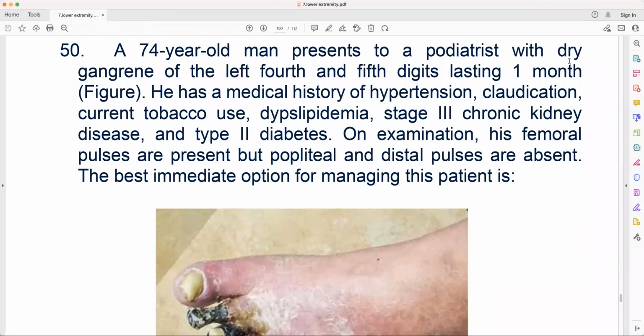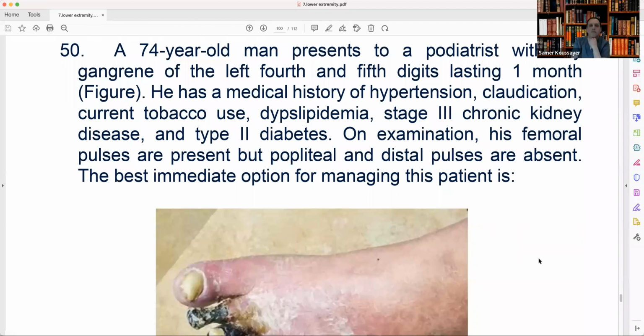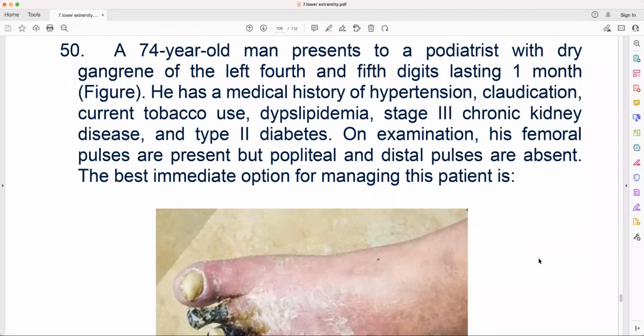A 74-year-old man presents to a podiatrist with dry gangrene of the left fourth and fifth digit lasting 1 month. He has a medical history of hypertension, claudication, current tobacco use, dyslipidemia, stage 3 chronic kidney disease, and type 2 diabetes. On examination, his femoral pulses are present, but popliteal and the distal pulses are absent. The best immediate option for managing this patient is.